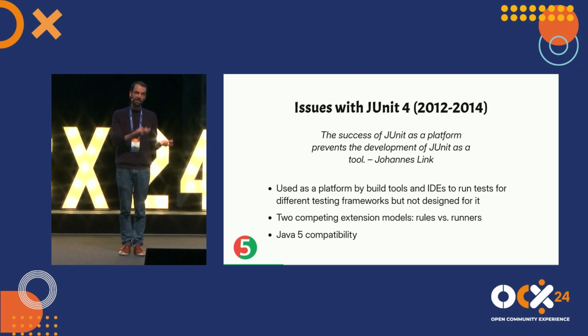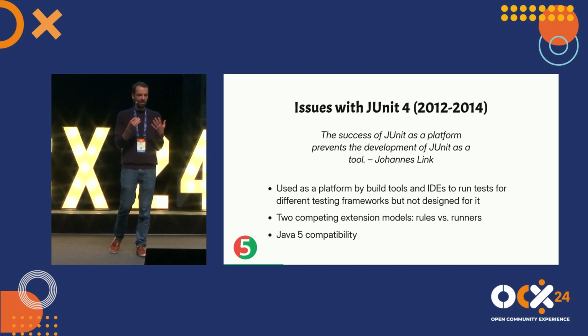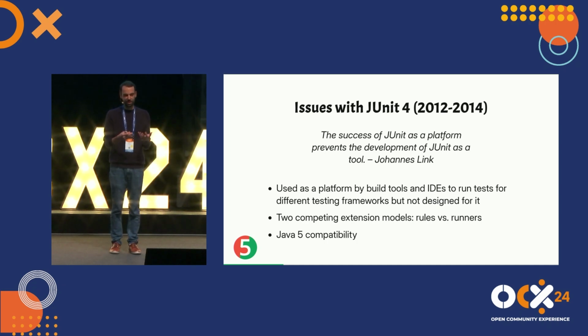It also had two competing extension models. There were rules and runners. You couldn't combine them. It had to stay compatible with Java 5. At least, that was our goal at the time, to not just bump up the JDK requirement without having a good reason to do so.